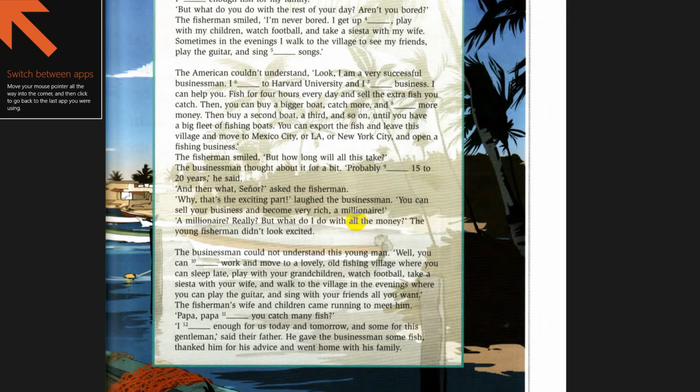Well... Papa, did you catch many fish? I caught enough for us today and tomorrow, and also some for this gentleman. Please, senor, have some of my beautiful fish. Goodbye, senor. Come on, children. Let's go home.